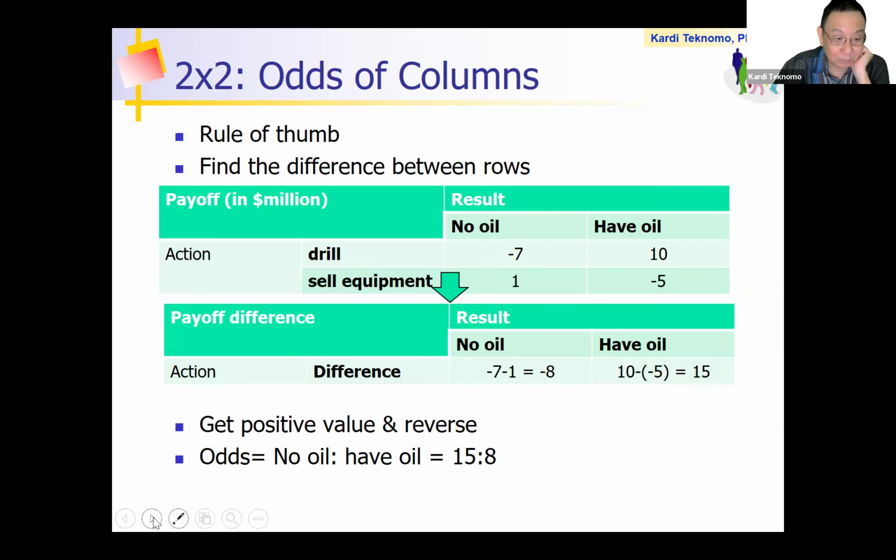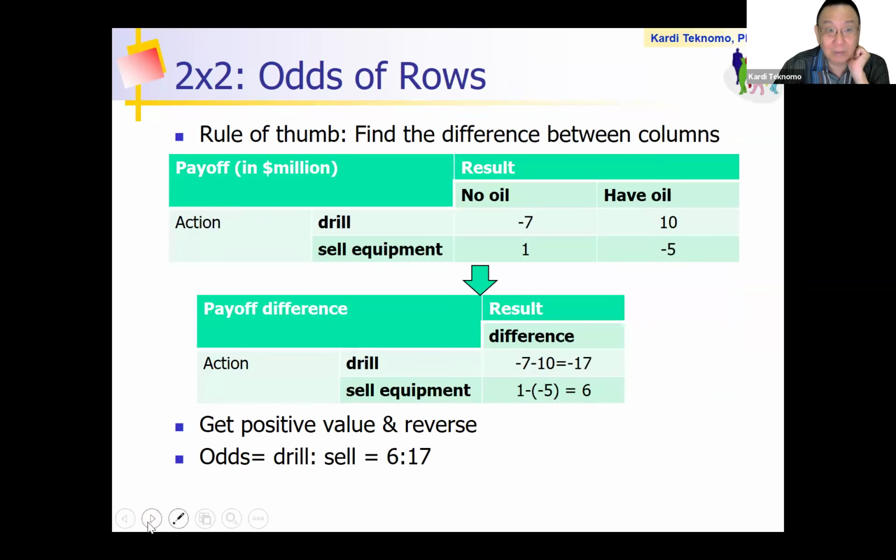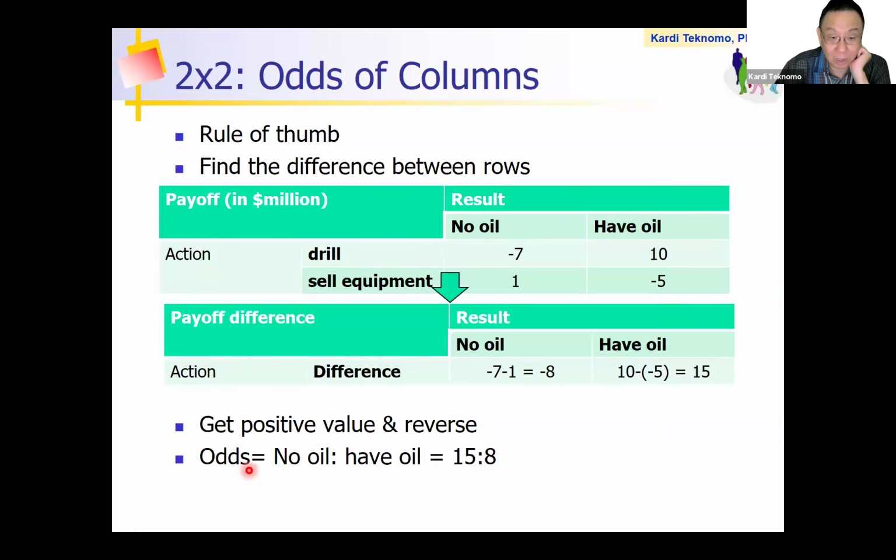So the odds for no oil and oil are 15 and 8. So reverse: this 15 goes here, this 8 goes there. Take the difference between the rows, get the positive value, and then reverse. Clear? That is for the odds for the columns.